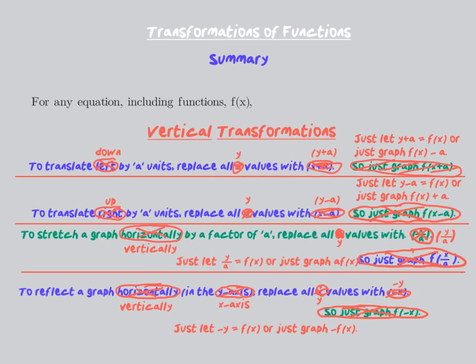One more thing to keep in mind is that almost everyone loves for you to isolate y at the end. So you may have to do some extra work when you're doing things vertically. If you're replacing y with negative y, later on you're going to have to isolate y, so you might have to multiply both sides by a negative. If you're dividing y by a, then at the end you might have to multiply both sides by a. If you're subtracting a from y, then at the end you may have to add a to both sides in order to isolate y.